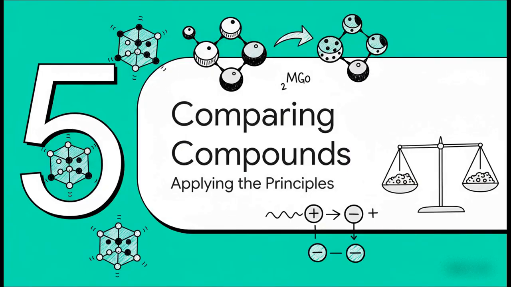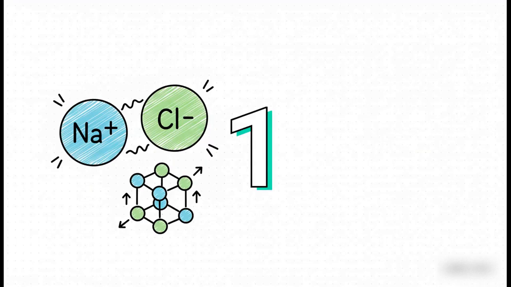All right, that's enough of the theory. Let's actually put these principles to work and compare some real ionic compounds. So let's start with our good friend sodium chloride. We've got a +1 cation and a -1 anion. Pretty simple. The product of those charge magnitudes is just 1.